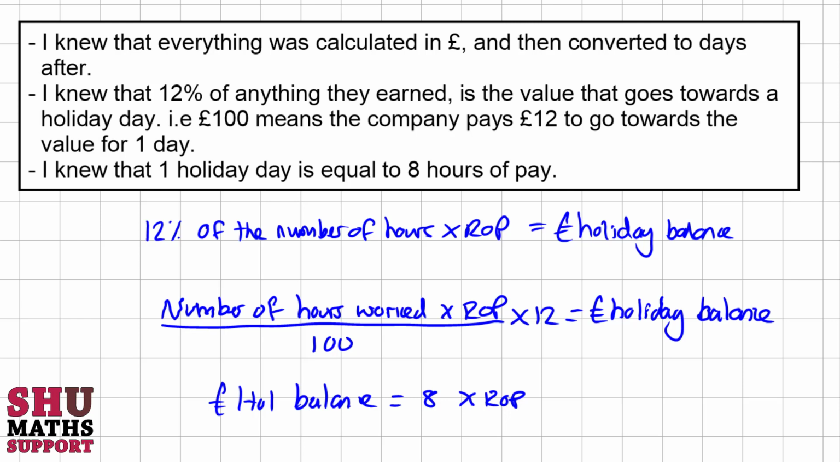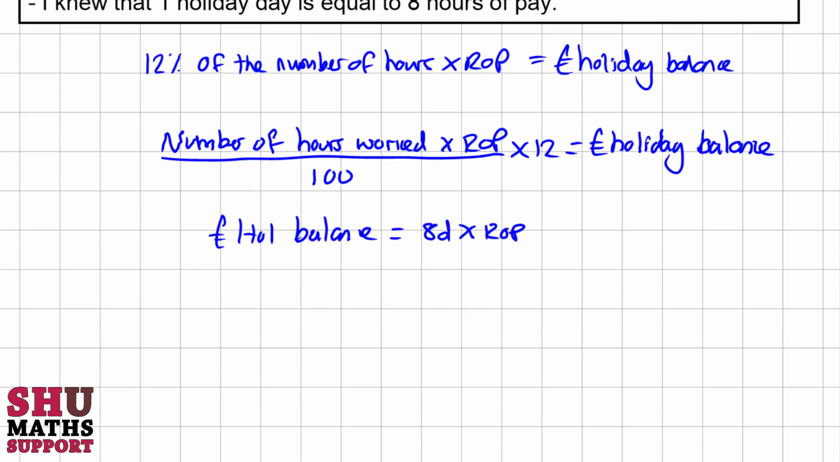And also, let's stick a variable in there just because it will allow us to find 2 days and 3 days instead of just the 1. So we'll put a d next to the 8, where if we wanted to know the amount of hours for 1 day, we would make d equal to 1. Or if we wanted to know the amount of hours for 2 days holiday, then d would equal 2.